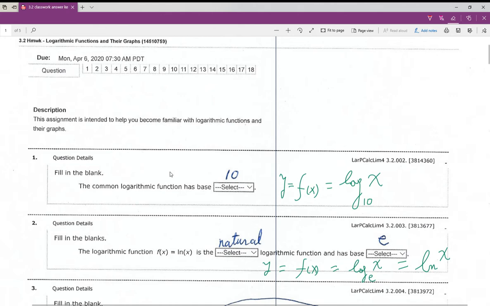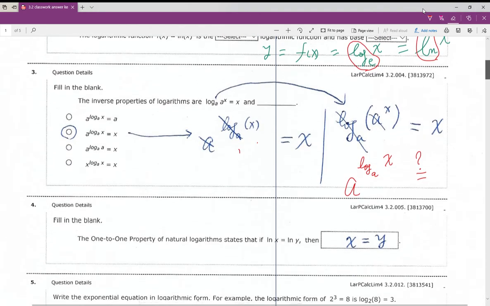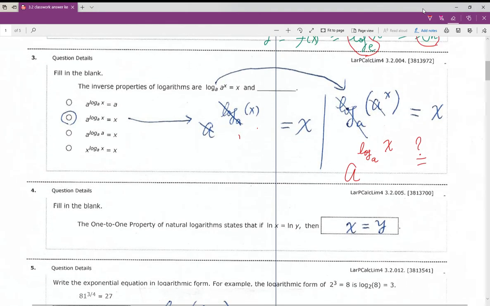And this, when you have base e, we have a new notation, Ln. I think you should know this before. Now I would like to go over two formulas.